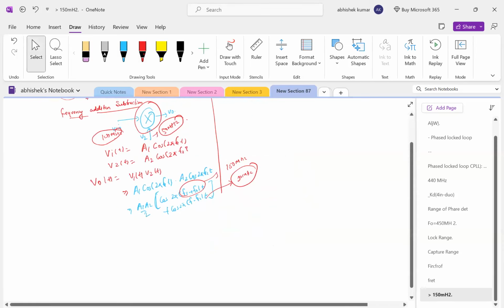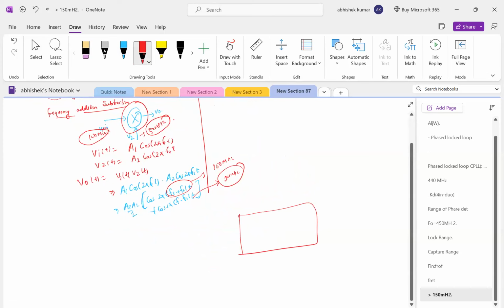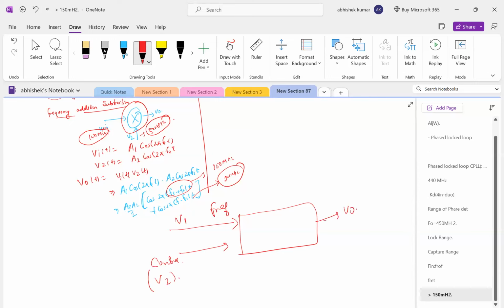Now observe a case I have given you. Suppose this is your f reference and this is your control signal. The control signal is nothing but your V2, and this is your V1, and you are getting V output. Here the V1 frequency is fixed, that is 100 megahertz, and our f output is always f1 plus or minus f2. Now take a case where you change your control signal every time. Then your f2 will always be changing, right or wrong? Then you will get a different frequency at the output. Are you getting my point or not?